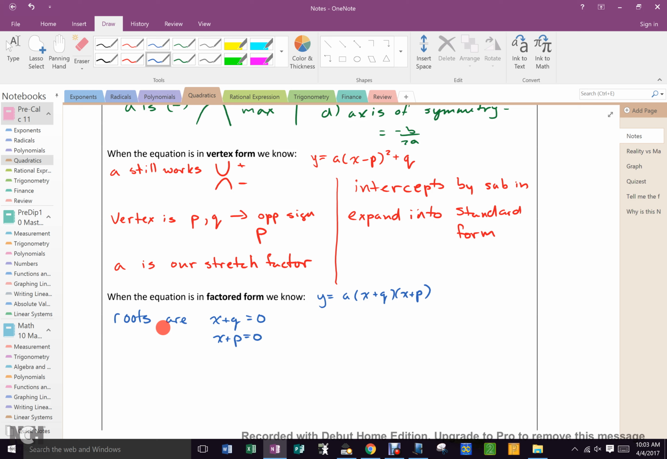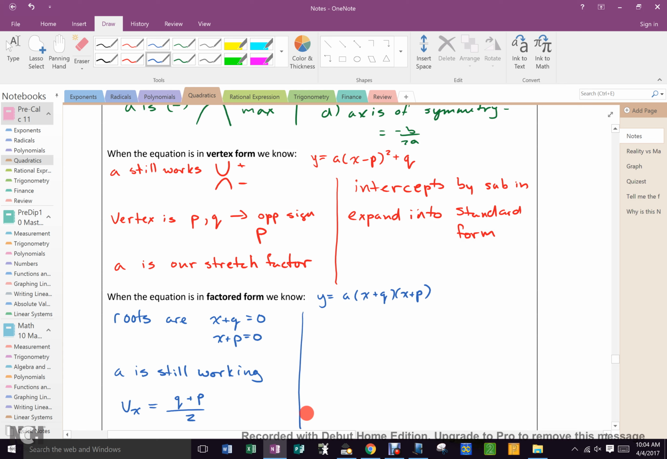I know. What else do we know? Do we still have A? A is still working for us. What else do we know? Does this tell me the vertex? How? Does it give me the whole vertex, I should say? What? You got to do some work. It gives me the vertex X. How? Q plus P divided by 2.